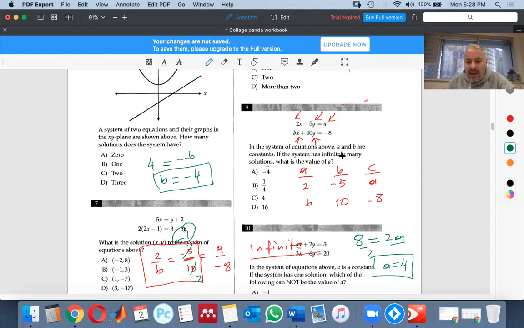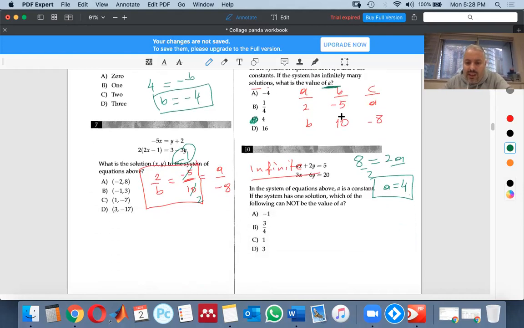What is the question? Find what? What is the value of A? Find A. So what is A? +4, which means the answer is C. Okay? So just the rule you should memorize.